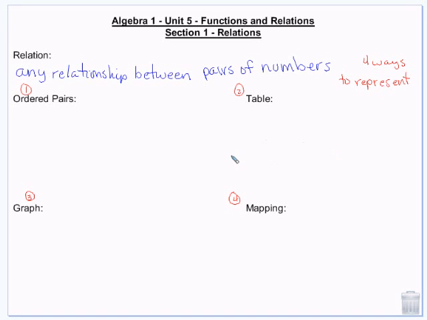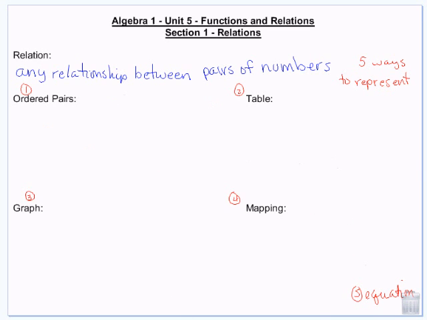We're talking about relations and functions. A relation is a relationship, and it can be any kind of relationship between a pair of numbers. It can be represented in a couple different ways. Actually, there's 5 ways to represent. I should fix that. And number 5 would be an equation, but we're not going to work with those just yet.